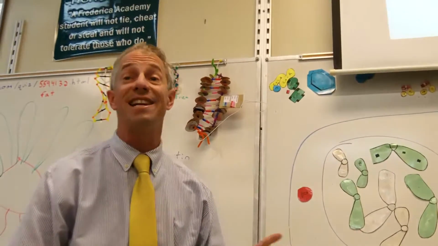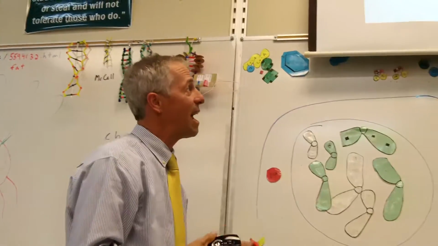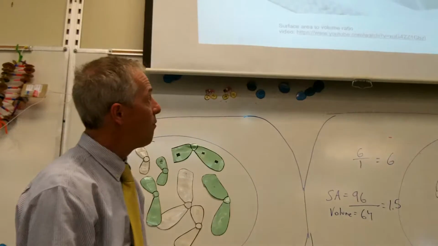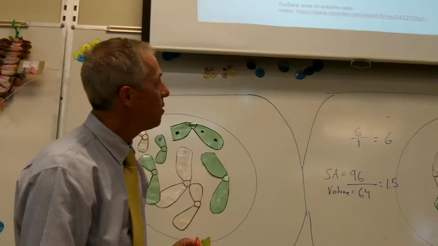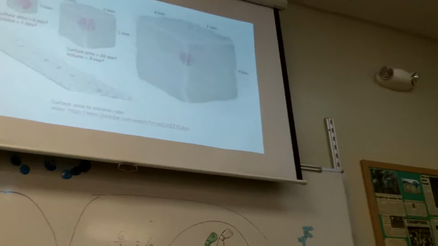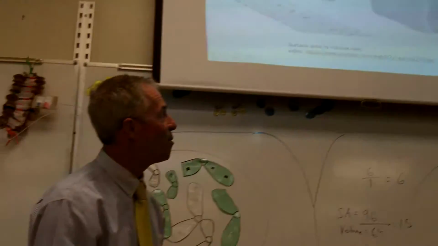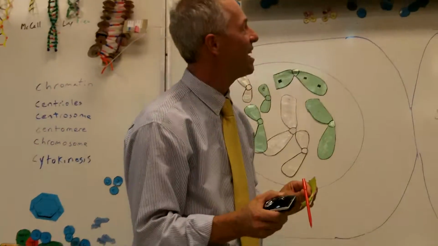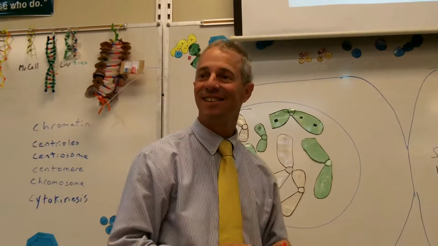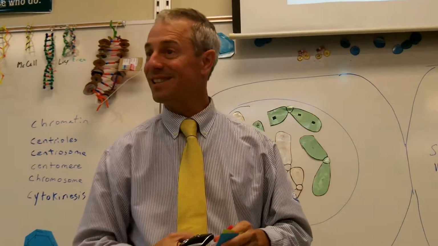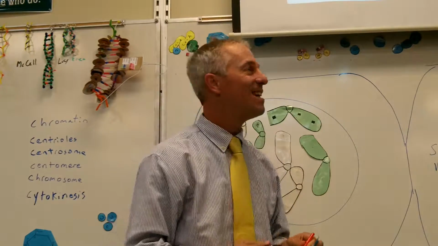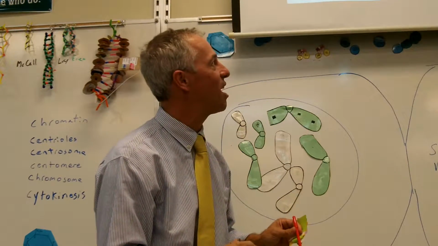So the answer is 96. So how do we get that? 4 times 4. That's the area of one side. What's 4 times 4? 16. And then you multiply that by 6 to get all 6 sides. 4 times 4 times 6 is 96. So the surface area of this big one is 96.